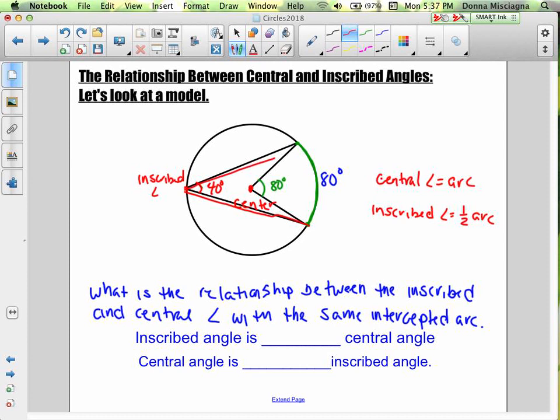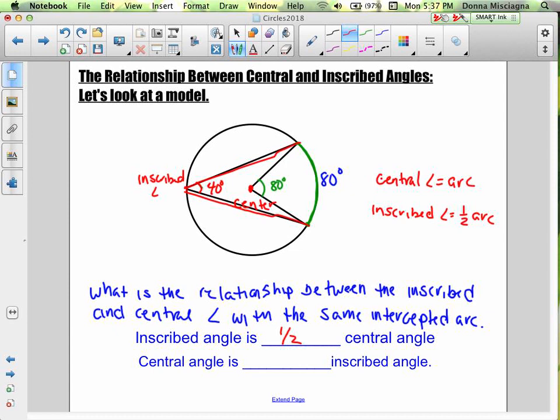And we can see that if we follow the angle from the vertex to the edge of the circle, as best as I can draw it, a little glitchy there, that arc is in between the angle. So what's the relationship between the inscribed and central angle with the same intercepted arc? Well, the central angle equals its arc, and the inscribed angle is half its arc. So therefore, the inscribed angle is also 1/2 the central angle.